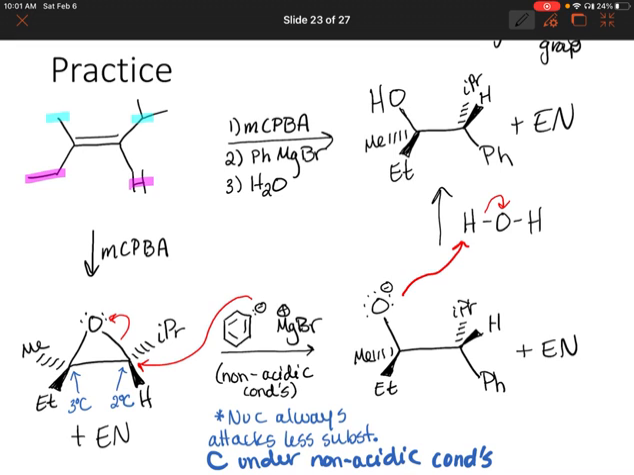So again, if you have non-acidic conditions or basic conditions, the nucleophile always attacks the less substituted carbon.